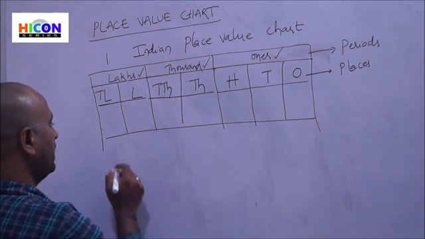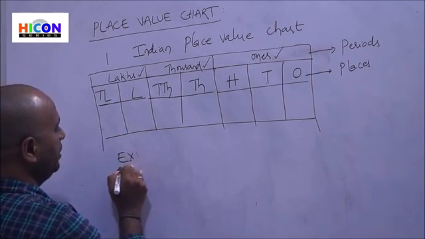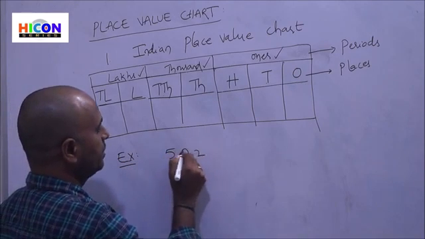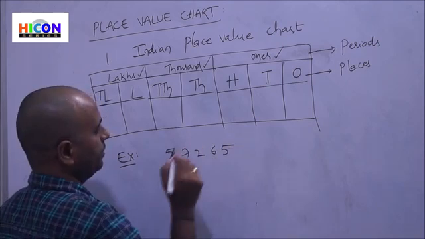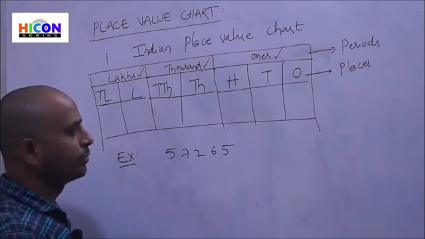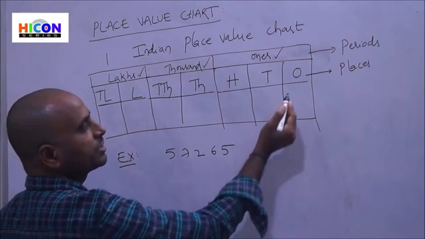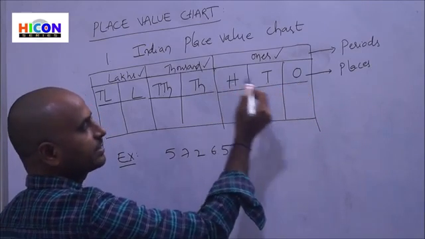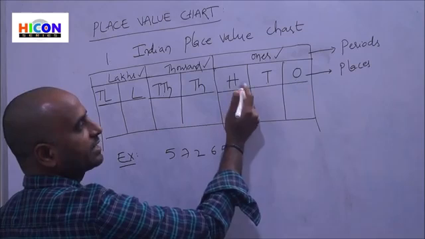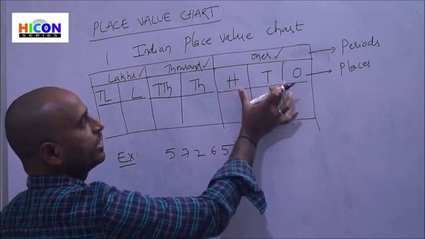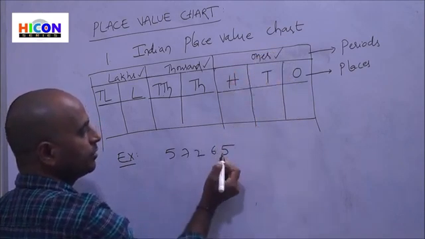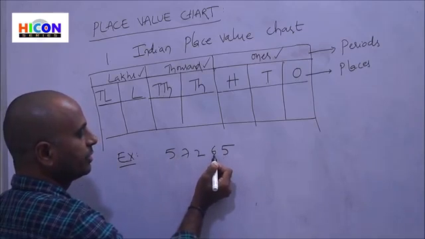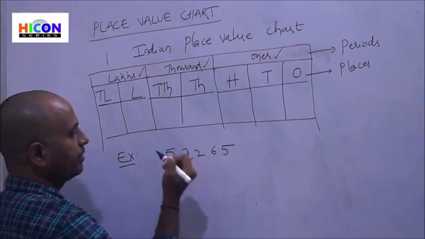For example, if a 5-digit number is given like this, 57265, first we have to put the first comma after 3 places, ones, tens, hundreds, because these 3 places together are called the ones period. So we put the first comma after 3 digits.